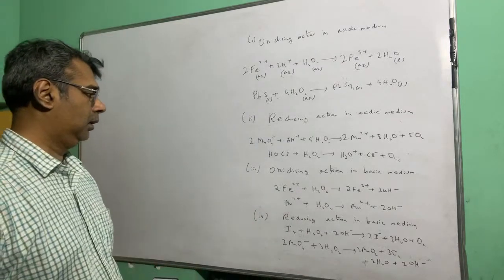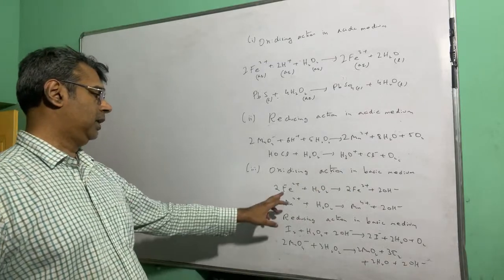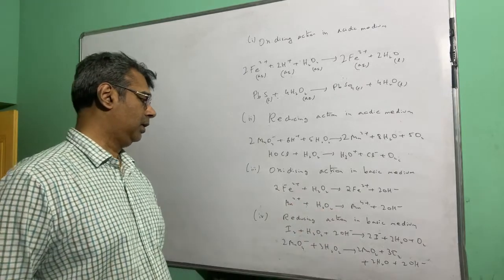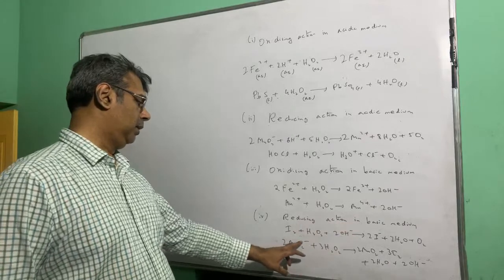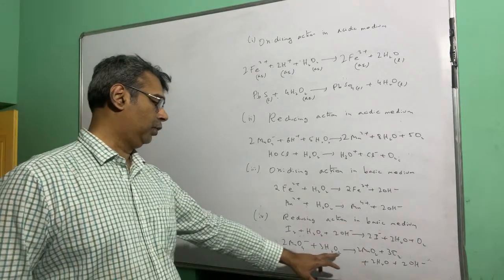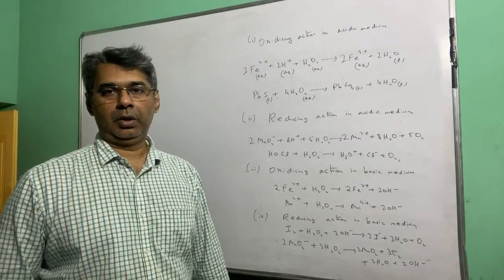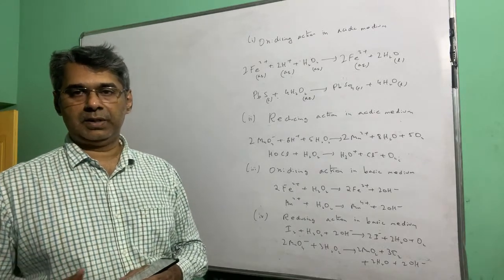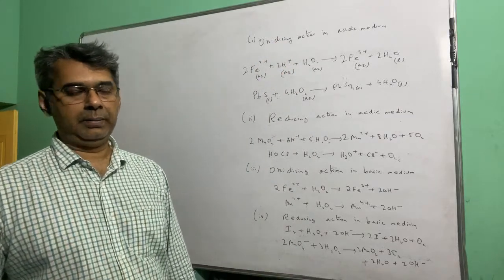Okay, then oxidizing action in basic medium. In basic medium, Fe2+ is oxidized to Fe3+, Mn2+ is oxidized to Mn4+. And reducing action in basic medium: iodine is reduced to I- and MnO4- is reduced to MnO2. So this is a very important list, the reducing and oxidizing action of hydrogen peroxide in acidic and basic medium. This entire chart has to be remembered. It is very important.